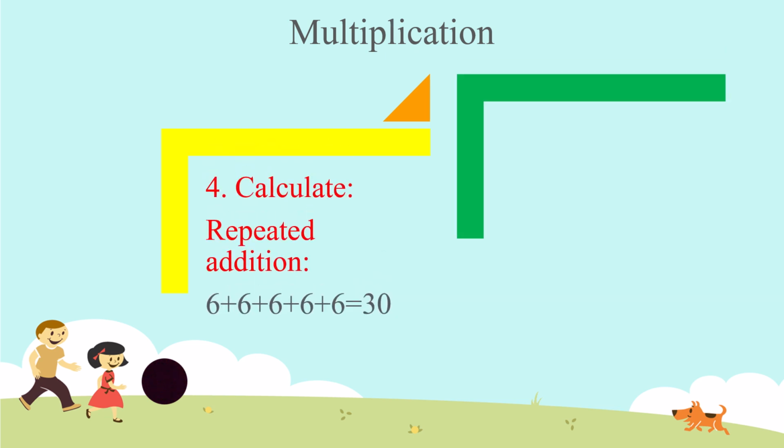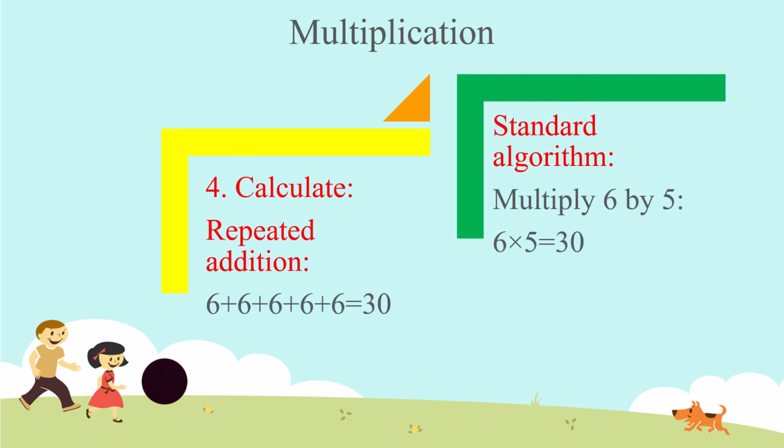Number 4. Calculate. Repeated addition, 6 plus 6 plus 6 plus 6 plus 6 equals 30. A standard algorithm, multiply 6 by 5. 6 times 5 equals 30.